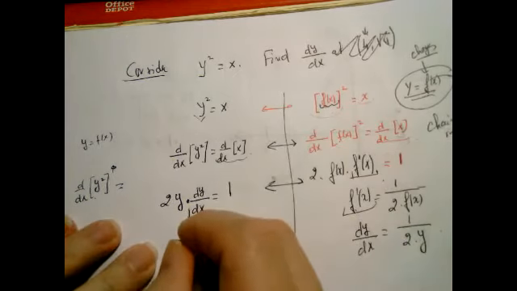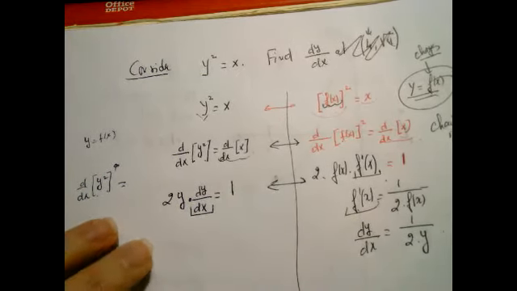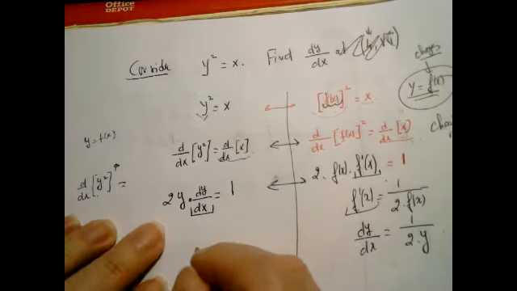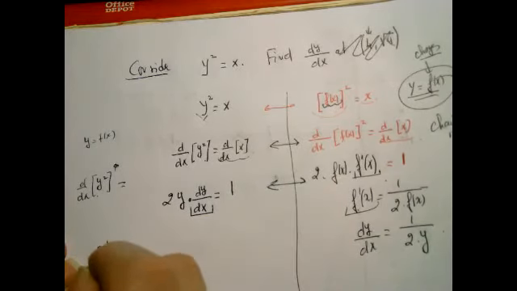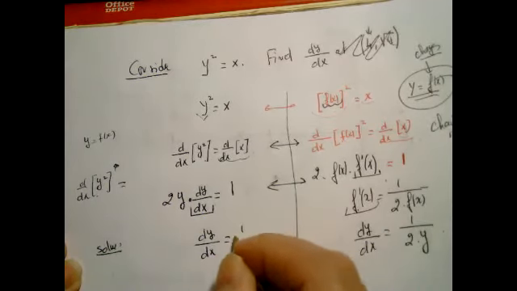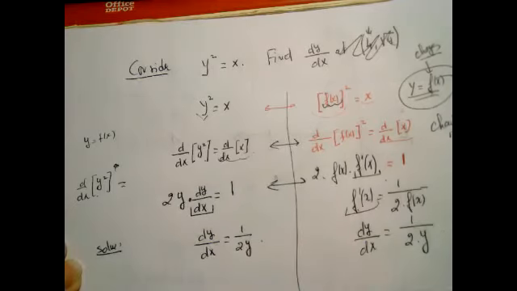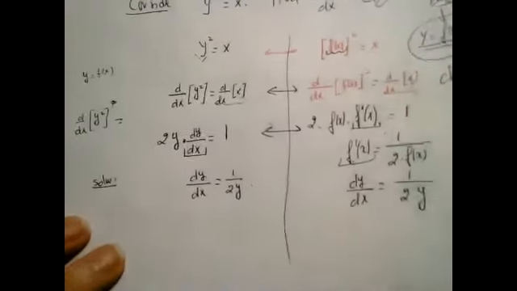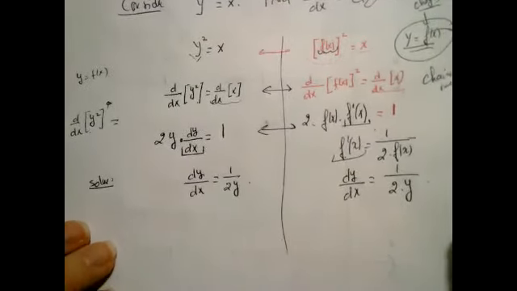Now finally I need dy dx. So I solve for dy dx. I get dy dx equal to 1 over 2y. So the dy dx is going to be 1 over 2y.